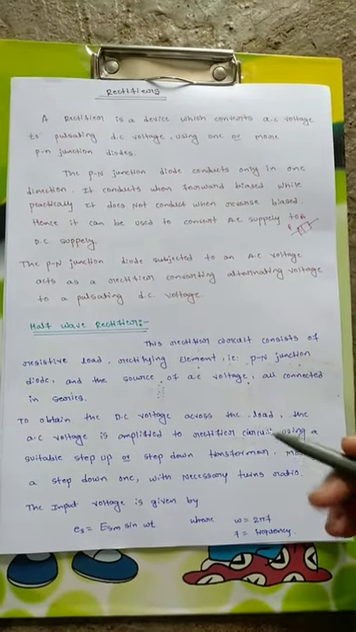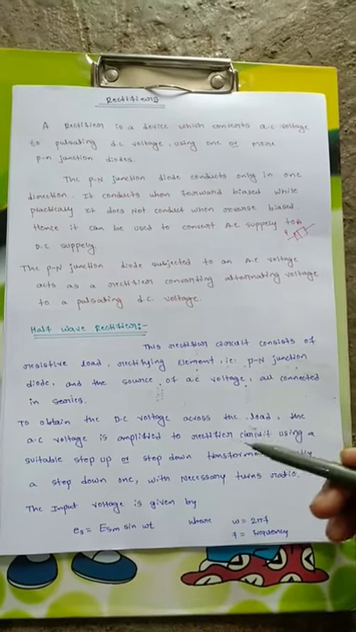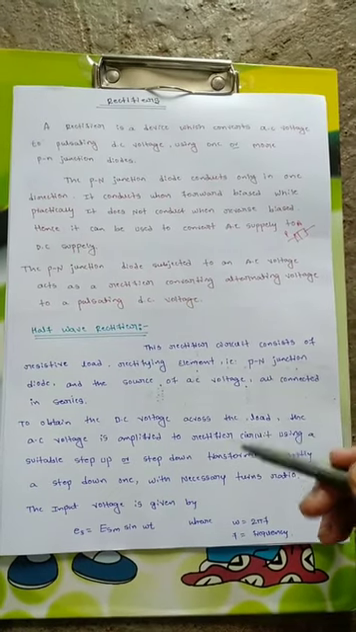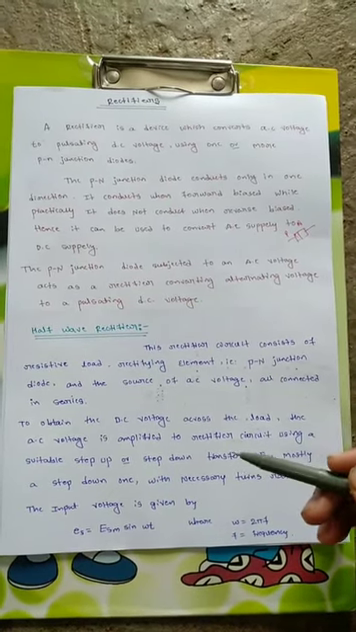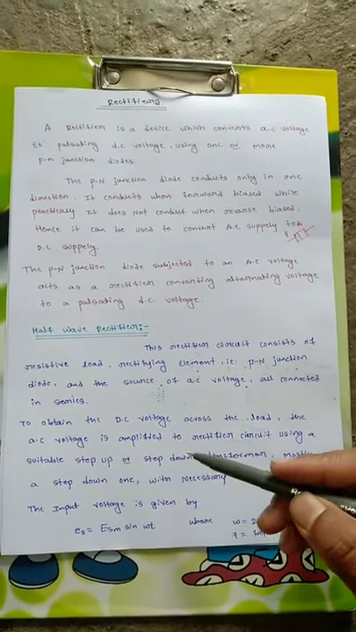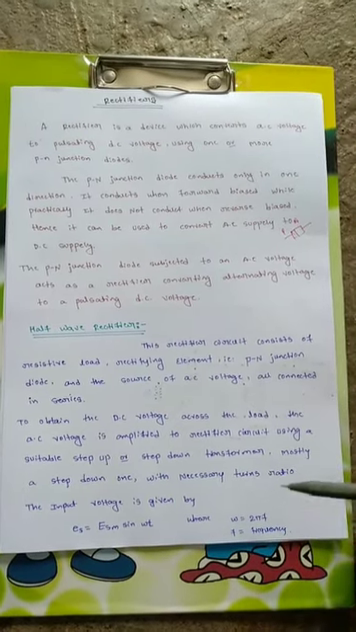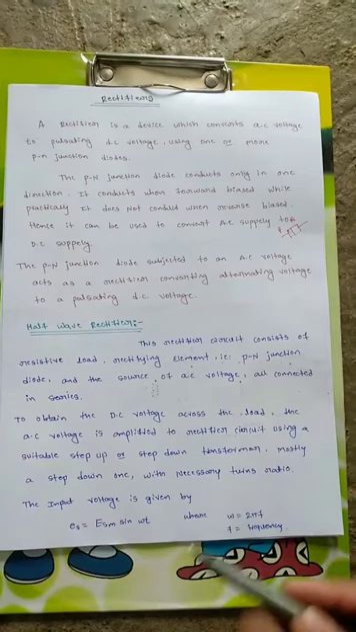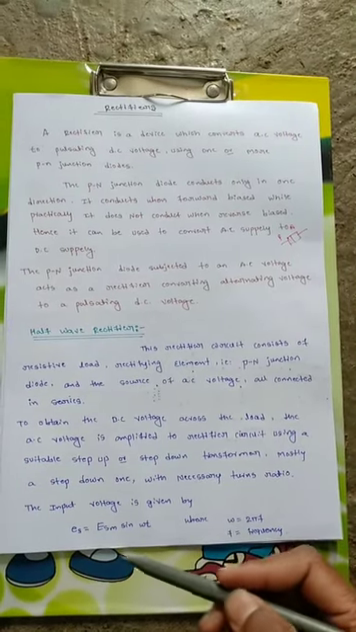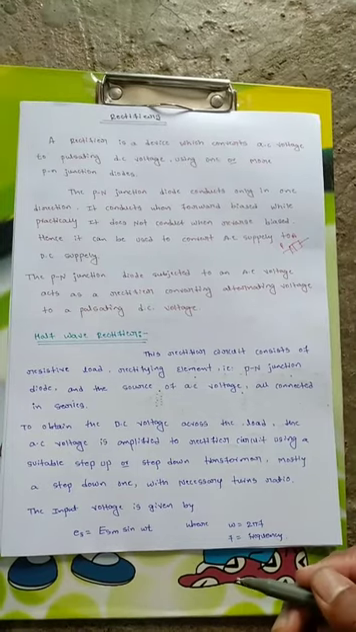If you want the voltage to be more, then you can use a step up transformer, and if you want to decrease the voltage across the load, then you can use a step down transformer. It will decrease the voltage from primary to secondary. Mostly a step down transformer with the necessary turns ratio is used. The input voltage is given by Es equal to Em sin omega t, where omega is 2 pi f and f is the frequency of the input.